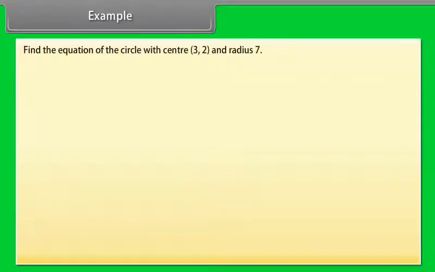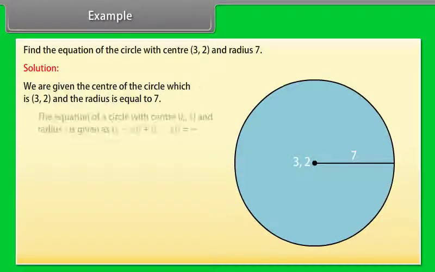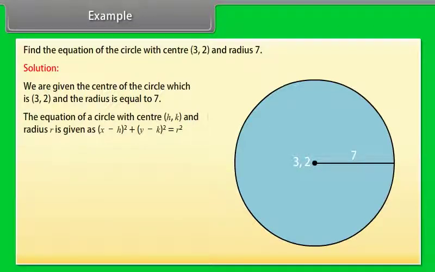Example. Find the equation of the circle with center (3, 2) and radius 7. Solution. We are given the center of the circle which is (3, 2) and the radius is equal to 7. The equation of a circle with center (h, k) and radius r is given as (x - h) whole squared plus (y - k) whole squared is equal to r squared.